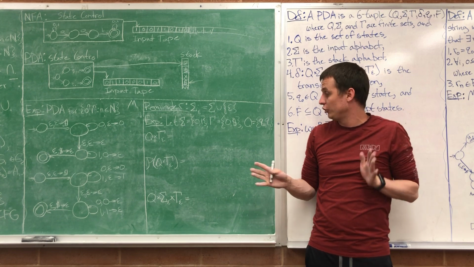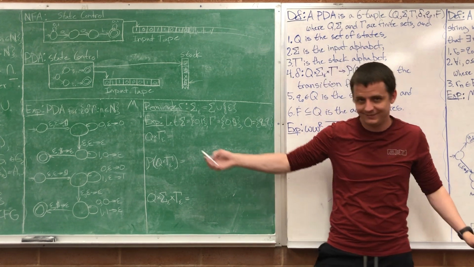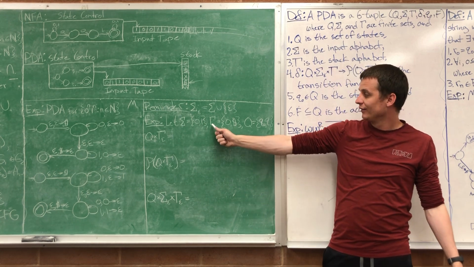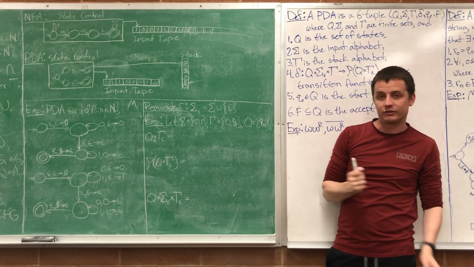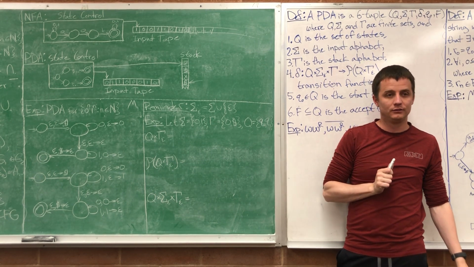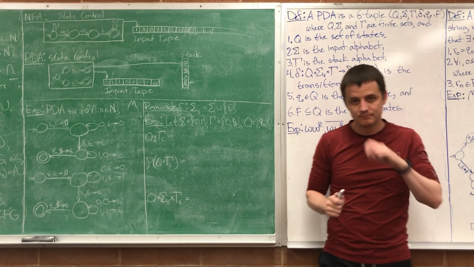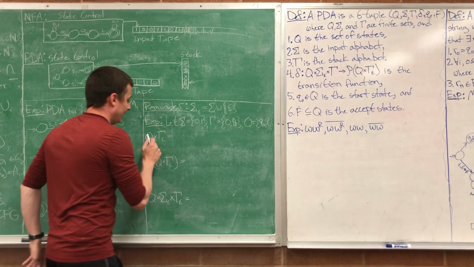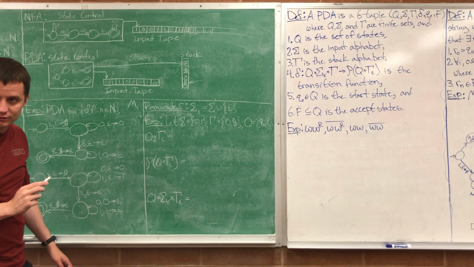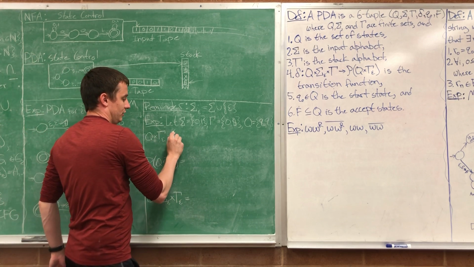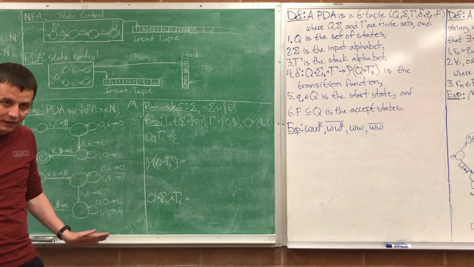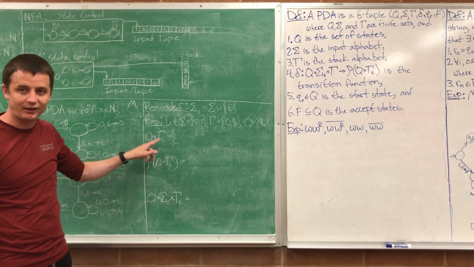Okay, so now let's do some examples to make sure you understand what these three sets are. So let sigma be the set 0, 1. Let gamma be the set $, 0, and let Q be the set q sub 0, q sub 1. With me so far? So let's write out Q cross gamma sub epsilon. What does that look like? So first off, it's going to be a set. It's going to be the set of all the ordered pairs, where the first element comes from this set and the second element comes from this set.